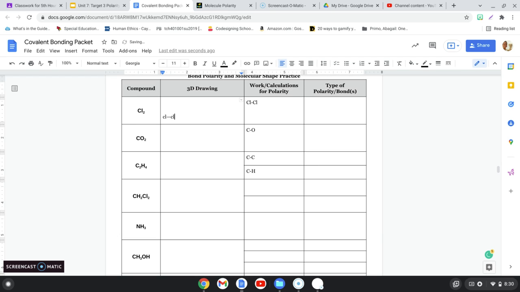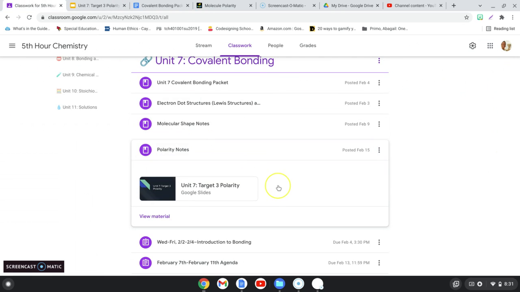It's a straight line, y'all, so it's not going to have a 3D drawing. Remember, the only things that have 3D drawings are tetrahedral structures. When this says work/calculations for polarity, you would just figure out the electronegativity of chlorine to chlorine, and you would subtract. When it says type of polarity/bonds, you would say it was non-polar because it's going to end up being 0 since it's chlorine to chlorine.